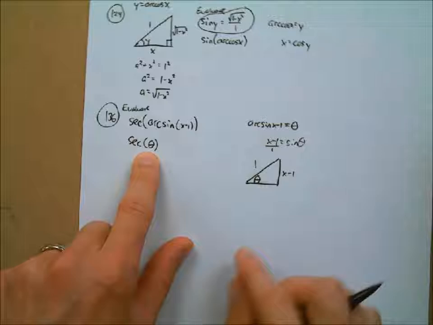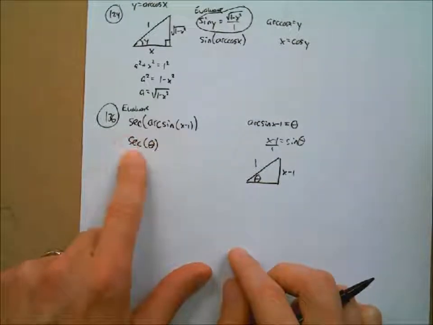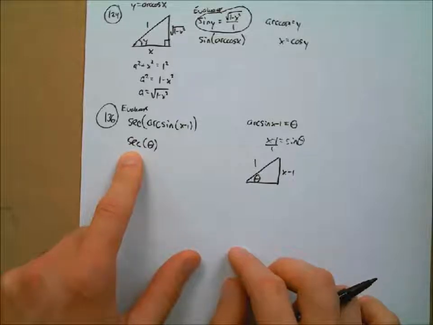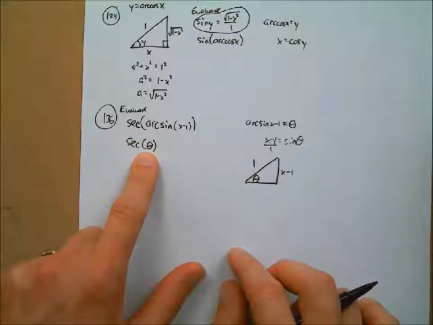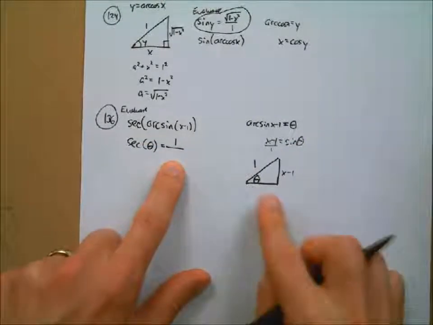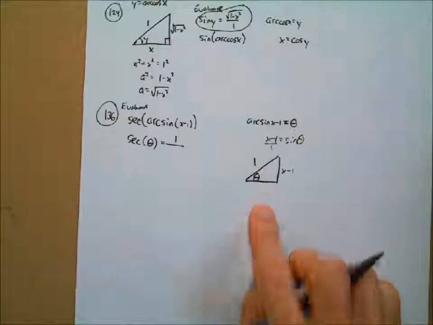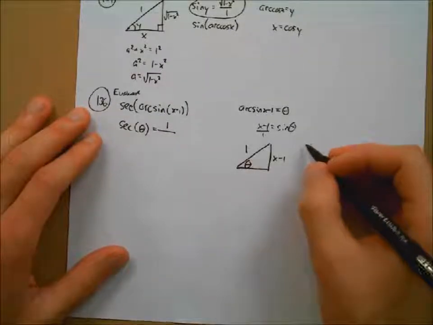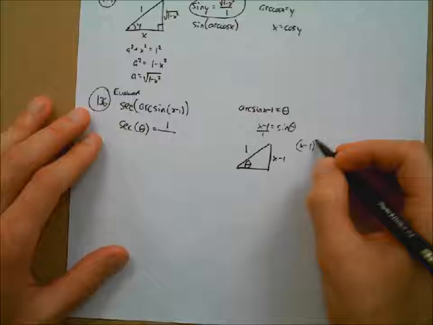So secant is 1 over cosine. Cosine is adjacent over hypotenuse. Secant of theta would be hypotenuse over adjacent. So hypotenuse is equal to 1, but we need to come up with that adjacent side. And how are we going to come up with the adjacent side? Pythagorean theorem, right. So x minus 1 quantity squared plus b squared equals 1 squared.